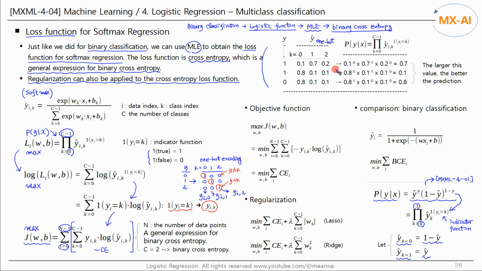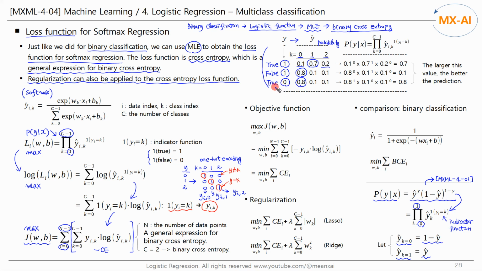Suppose the 1 hot encoded y values are predicted as follows. For the first data point, the probability that the class is 0 is 0.1, the probability that it is 1 is 0.7, and the probability that it is 2 is 0.2. Since the probability that the class is 1 is highest, this is a good prediction. The second data point is predicted to be 0, since the probability that the class is 0 is highest, so it is a wrong prediction. The third data point is predicted to be 0, since the probability that the class is 0 is highest, so it's a good prediction.